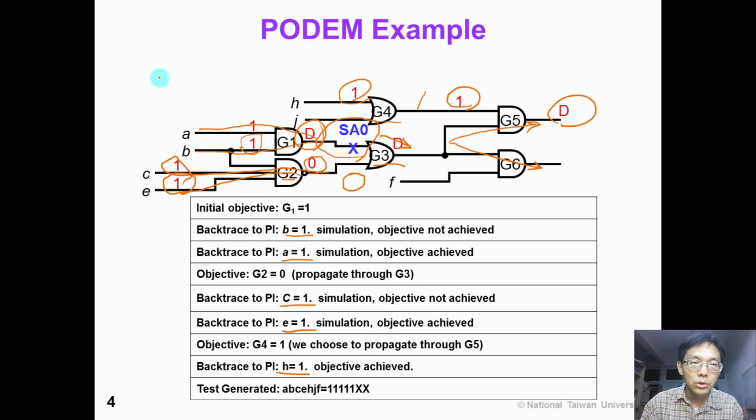During the test generation, we only assign primary input. We don't assign any internal values. Also, there is no justification needed. This is a simple PODEM example.